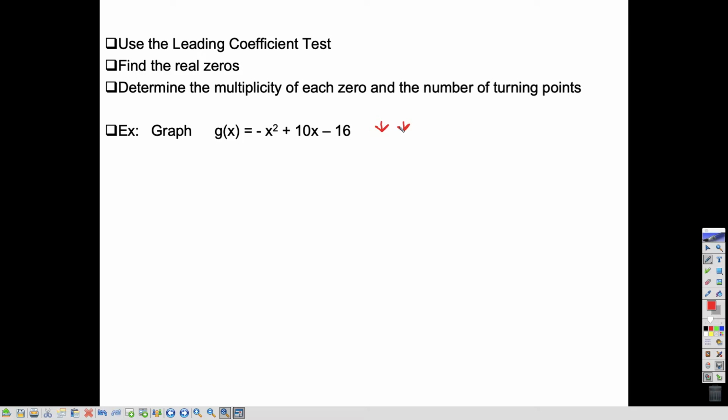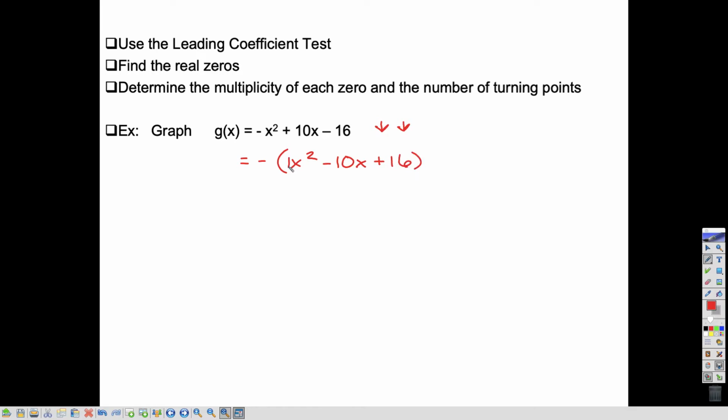Okay, so now I need to find all the real zeros. How do I find real zeros? Set equal to 0, factor, and then set my factors equal to 0, right? Before we factor normally, what do you want to do with this? You want to factor out that negative, don't you? So I have x squared minus 10x plus 16.